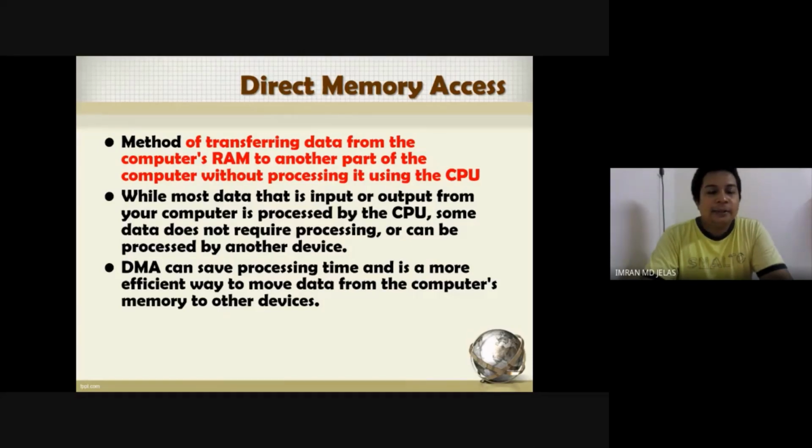Okay, so this is an example of when we transfer data from our thumb drive into our hard disk, or vice versa. While most data that is input or output from your computer is processed by the CPU, some data does not require processing or can be processed by another device. DMA can save processing time and is a more efficient way to move data from computer memory to other devices.